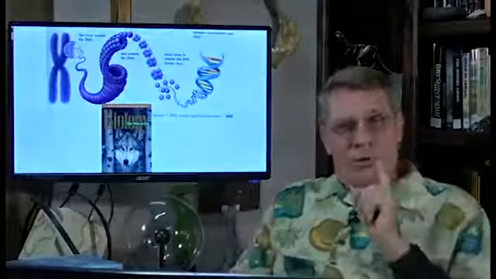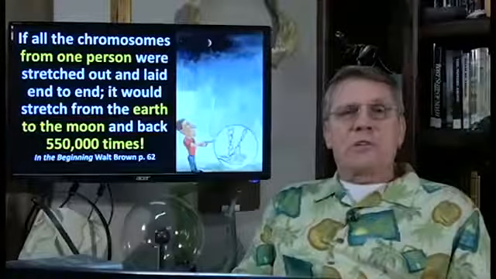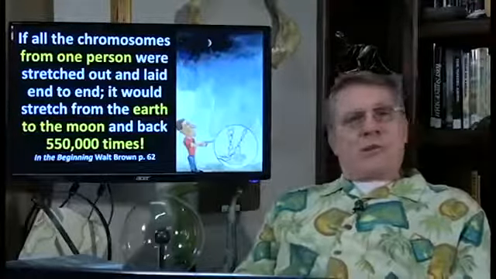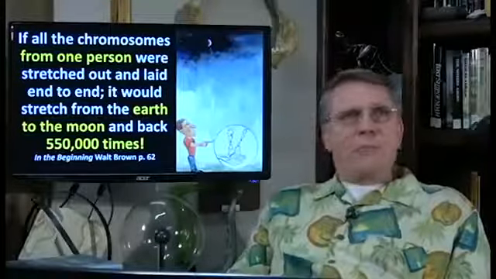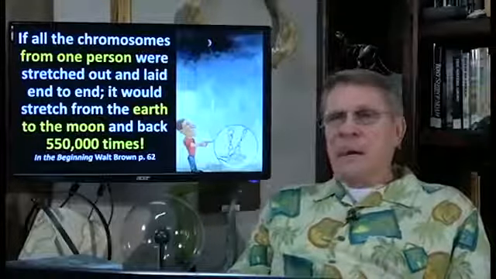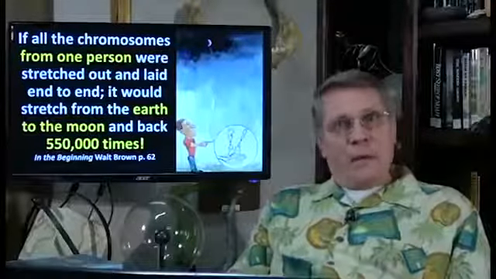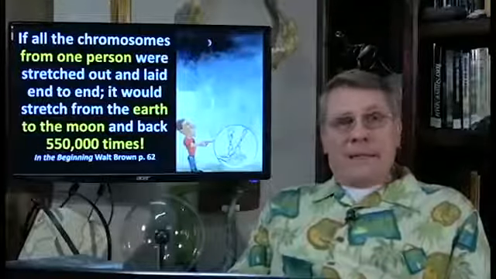If you unwound the DNA code just out of one person and tied them end to end and stretched them out, the chromosomes from one person would go from Earth to the moon and back 550,000 round trips to the moon. That's the instructions to make you. Maybe that's why David said, I am fearfully and wonderfully made. And he didn't have a microscope. He knew nothing about DNA, but he's smart enough to know he's fearfully and wonderfully made. You would think now, with all of our microscopes, we'd be even more praising God for what he did.